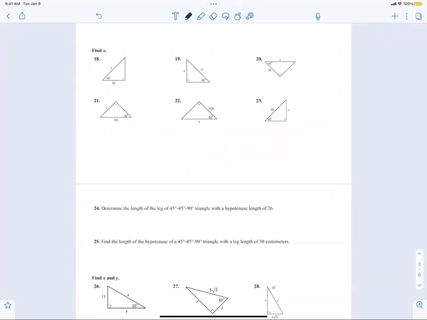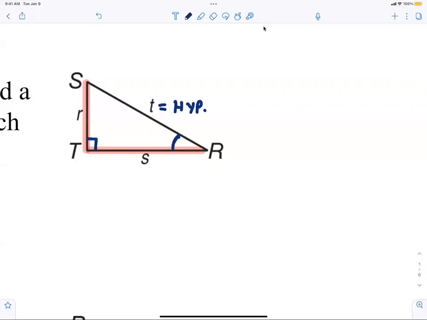All right, so let me just pause this for a quick second. So if you are referring to angle R, then letter R is considered the opposite side. Letter S is considered the adjacent, is what they call it.